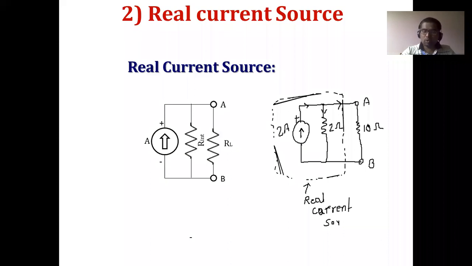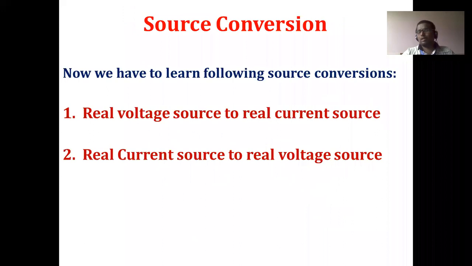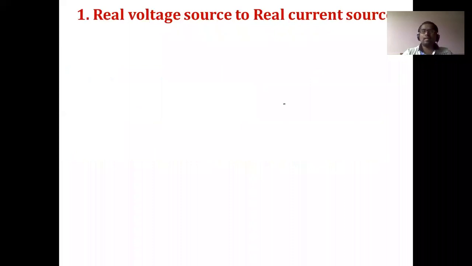So let's go to the next point, that is nothing but source conversion. For solving the examples, we must have knowledge about source conversion. Now, source conversion means what? Till now we discussed the real voltage source and the real current source. Sometimes we need to convert a voltage source into a current source and a current source into a voltage source. So what is the procedure? That is what we are going to discuss today. So let's consider the real voltage source to the real current source.